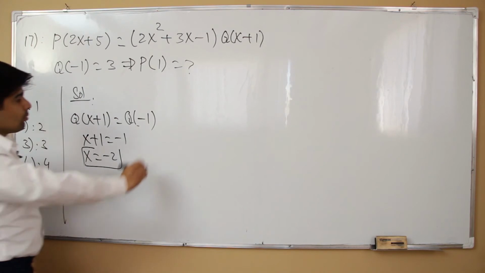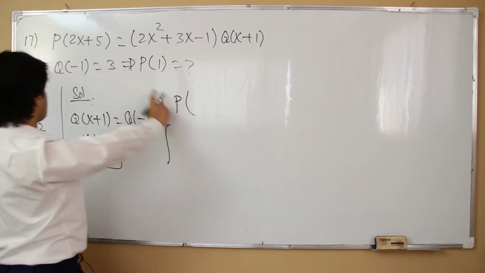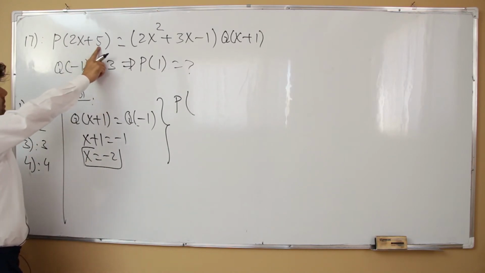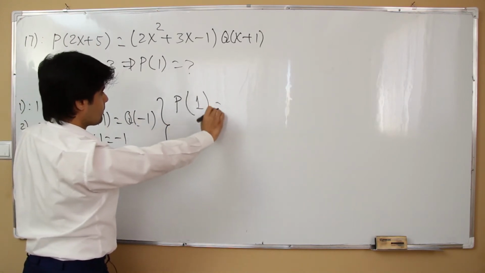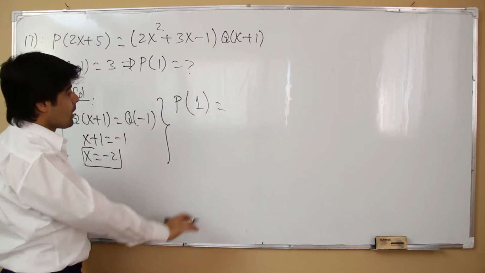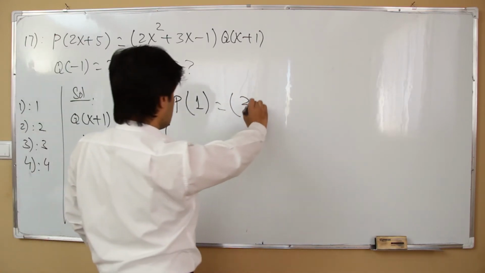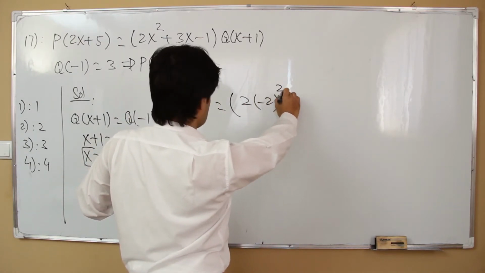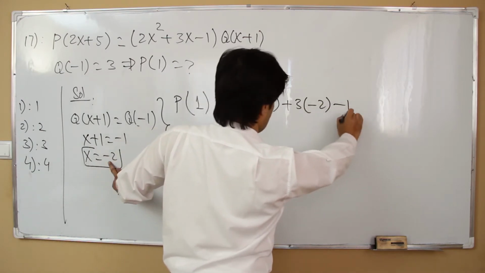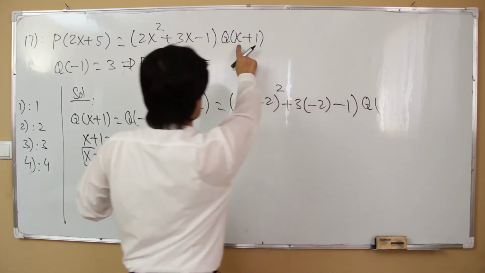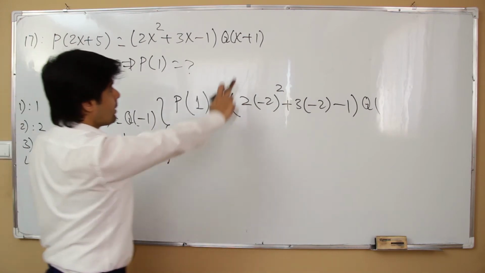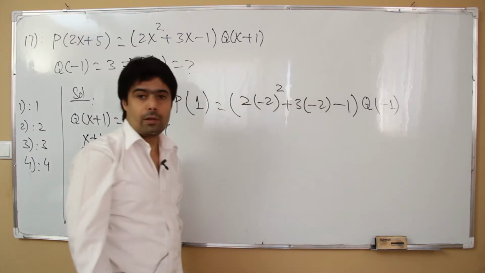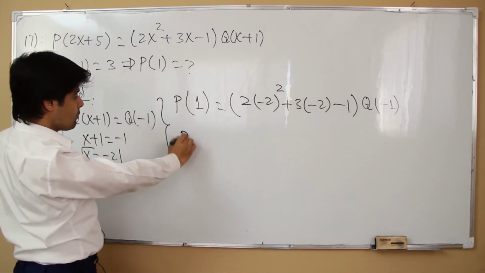Yes. Now, from here, P, instead of x, you have to put what? Minus 2. 2 times minus 2, minus 4. Minus 4 with plus 5, it is 1. Right? Yes. Bracket 2, 2. Instead of x, you have to put minus 2 whole raised to the power 2 plus 3 times minus 2 minus 1 q. Instead of x, you have to put minus 2. Minus 2 plus 1, it is minus 1. Right? Yes, right.